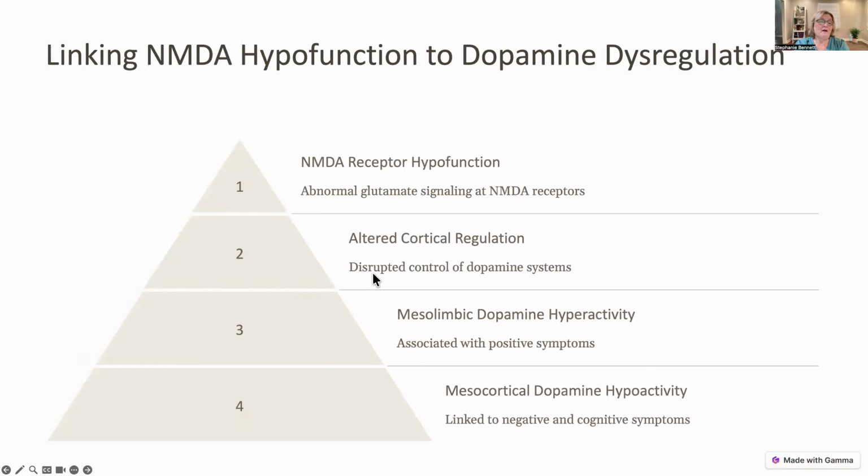What they think is happening is that there's an abnormal glutamate signaling at those receptors, and it's disrupting the control of the dopamine systems. It's leading to the mesolimbic dopamine hyperactivity with the positive symptoms and the mesocortical dopamine hypoactivity, which leads to those negative and cognitive symptoms.